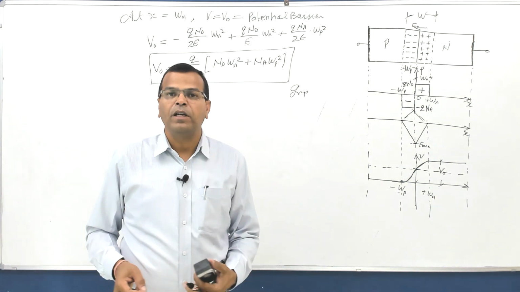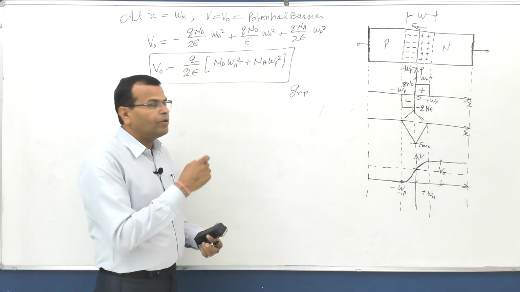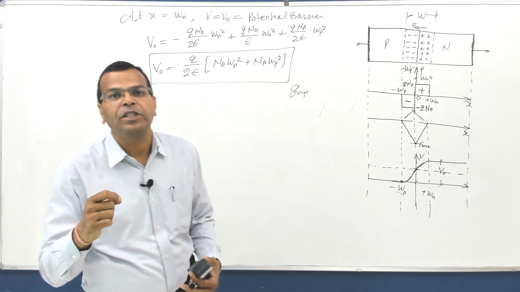I hope the concept is clear. So wait for my next video, on the width of the depletion layer in an open circuited PN junction.